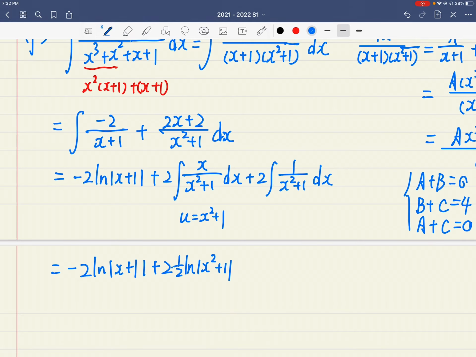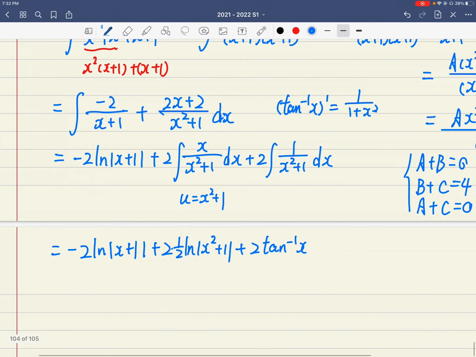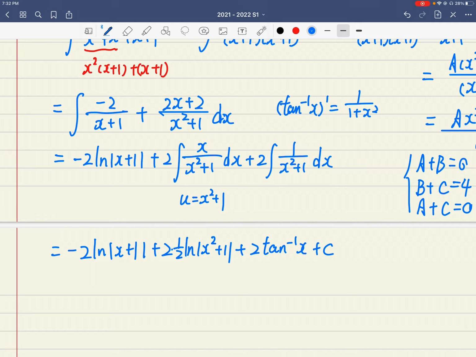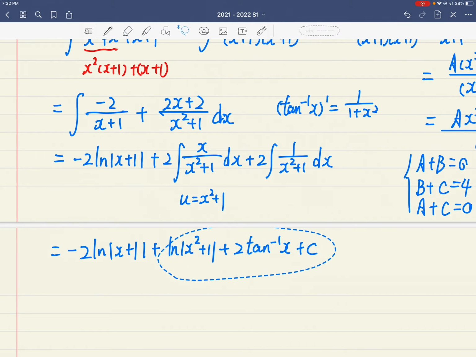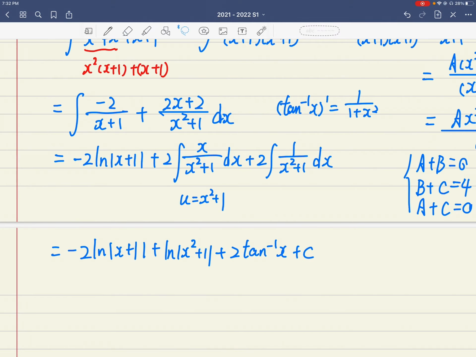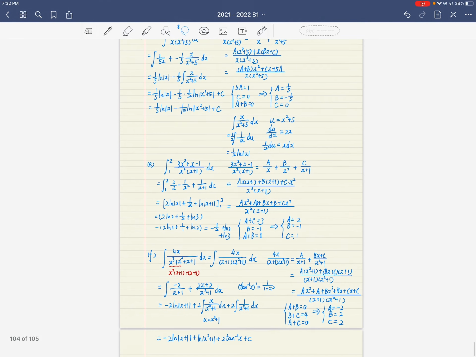So this part we copy, and this part is just half ln of x squared plus 1. And then the integration of this part, because we know the derivative of tangent inverse is just 1 over 1 plus x squared, if you integrate it, it's just 2 tangent inverse x. Okay, and don't forget about plus c. So here, 2 times half just becomes 1. Okay, so that would be the partial fraction.